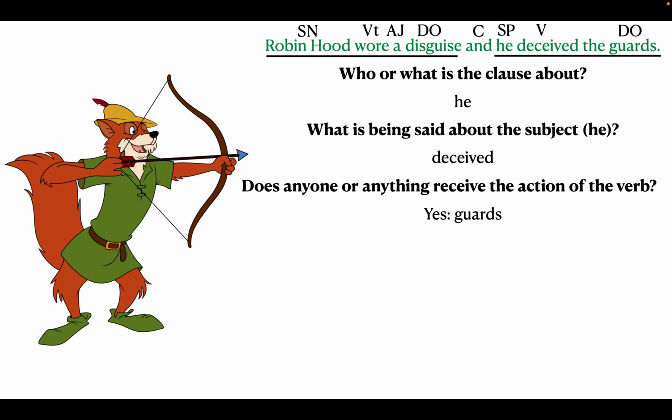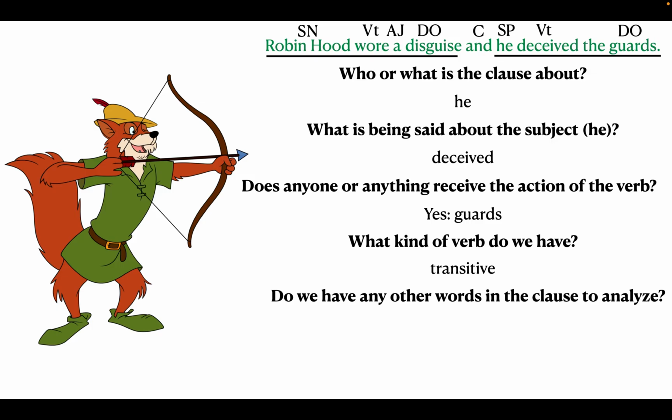Yes, guards. So that makes guards our direct object. What kind of verb do we have if we have a direct object? That's right, a transitive verb, so we label it VT. Do we have any other words that we need to analyze in this sentence?